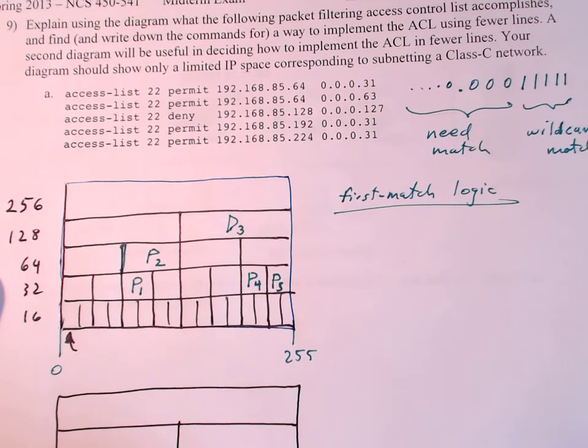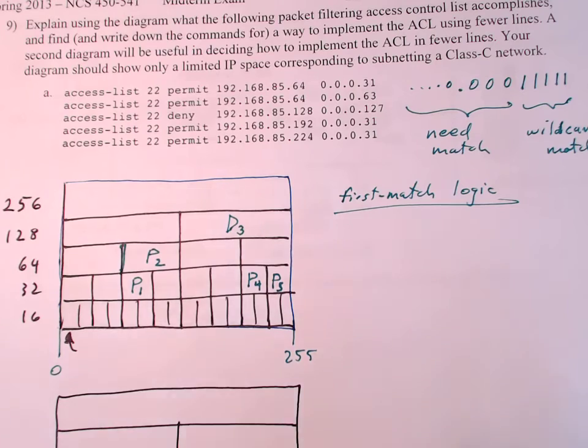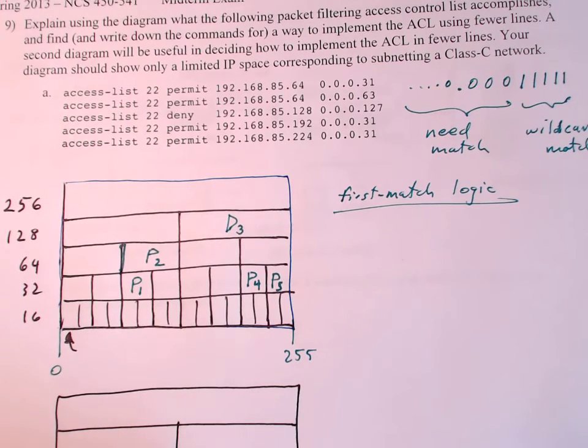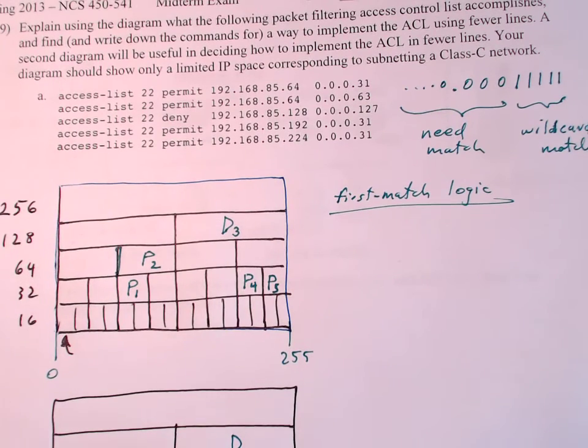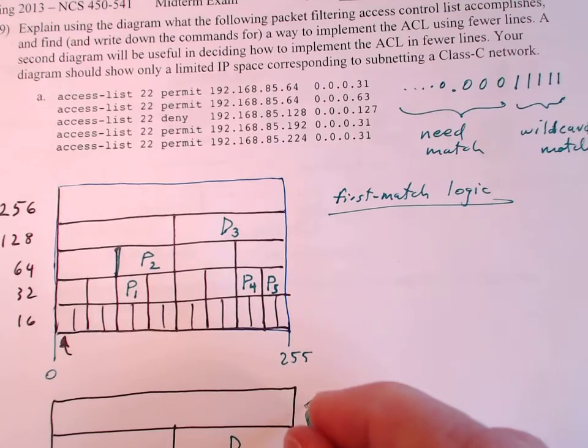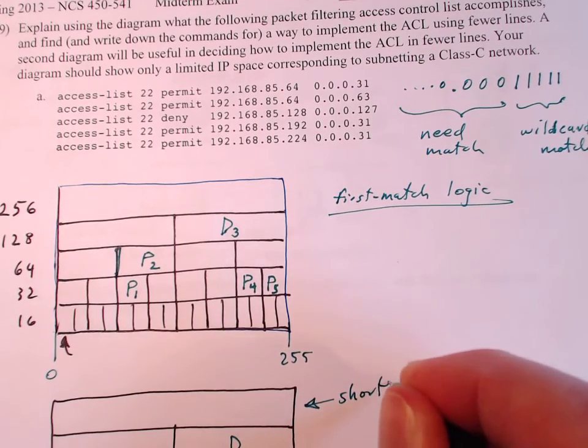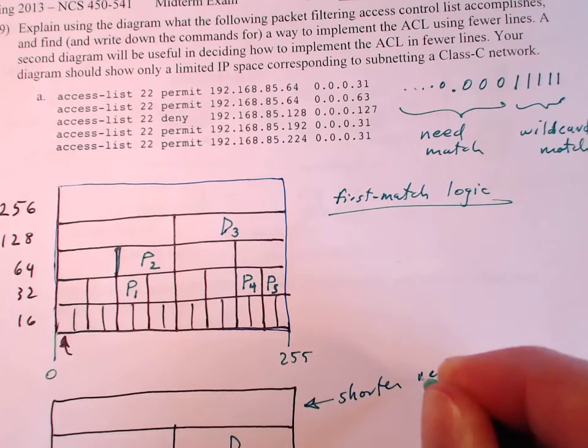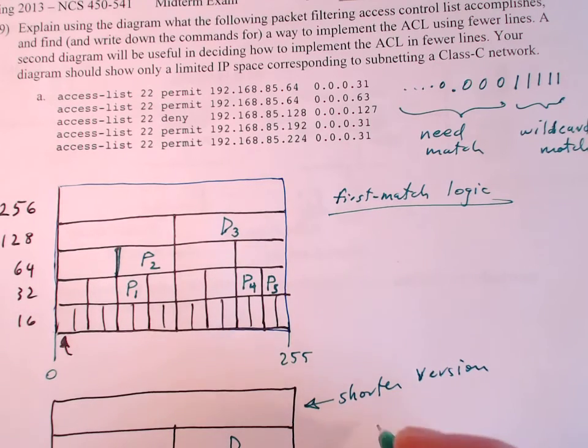Without number 1, I'm not going to make my diagram go down so far. I only need it to go down to the 32 level here. And so I'm going to simplify this by saying I'm going to permit this group and I'm going to deny this group. Because these 2 ACL entries are on disjoint sets of IP addresses, it doesn't matter what order they're in. And so I'm going to say this is the shorter version, and I can write it as access list 22.